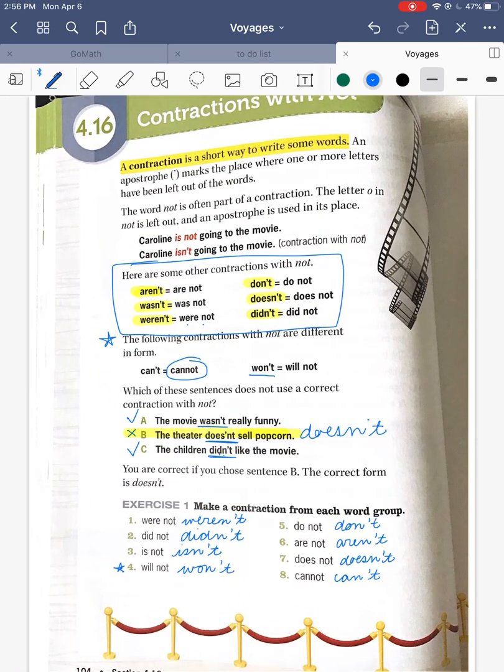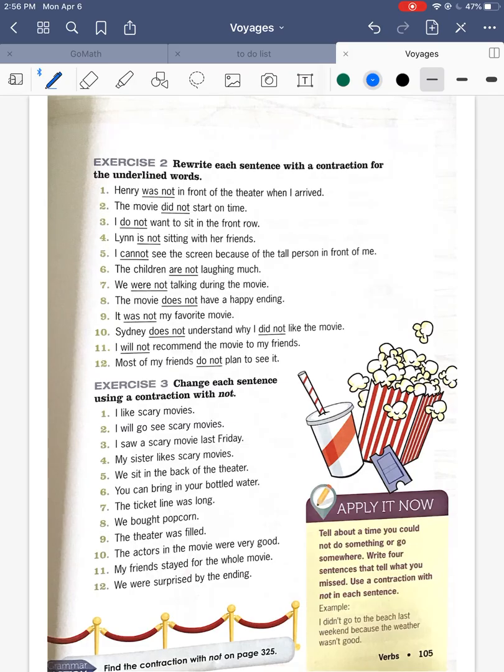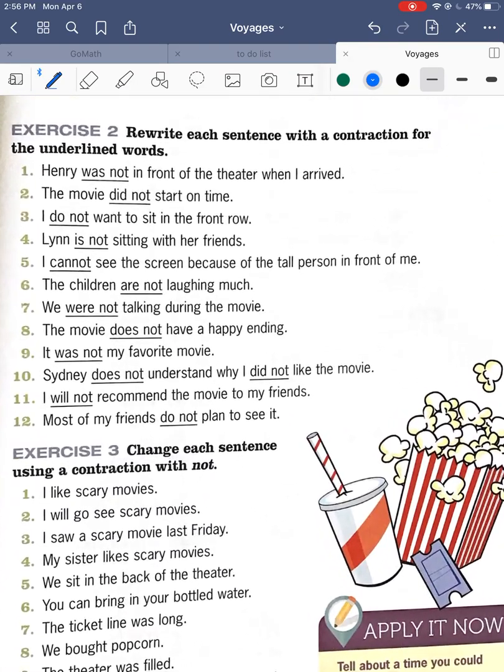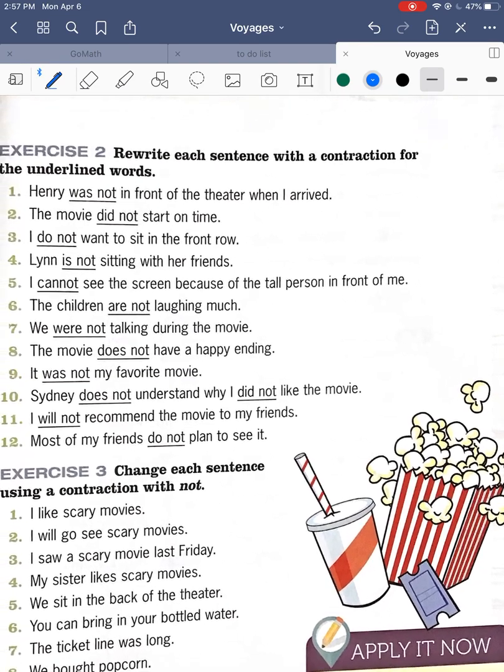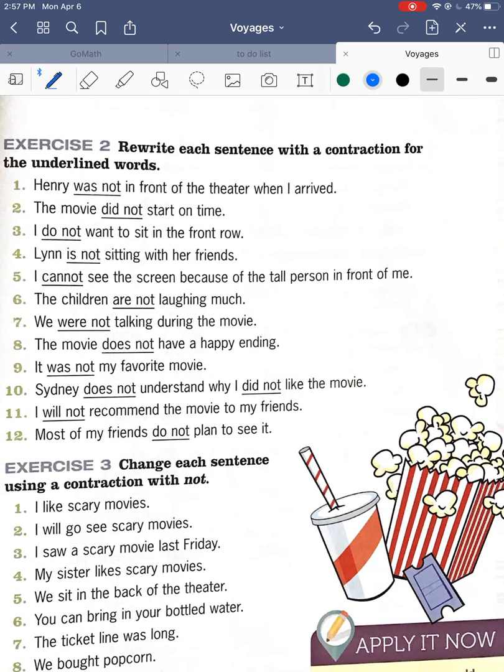All right, we're finished with the first page. Now let's look at page 105. It says rewrite each sentence with a contraction for the underlined word. I'm not going to rewrite the whole sentence. I'm just going to fix the two words into a contraction. So was not becomes wasn't.